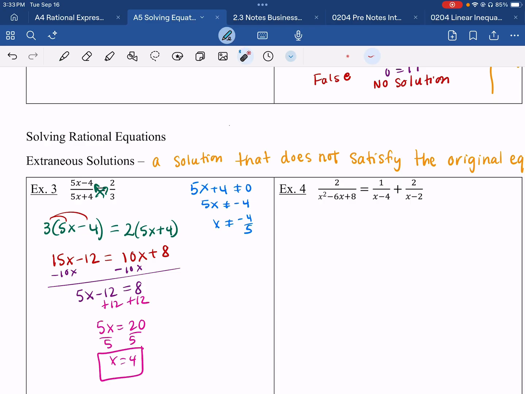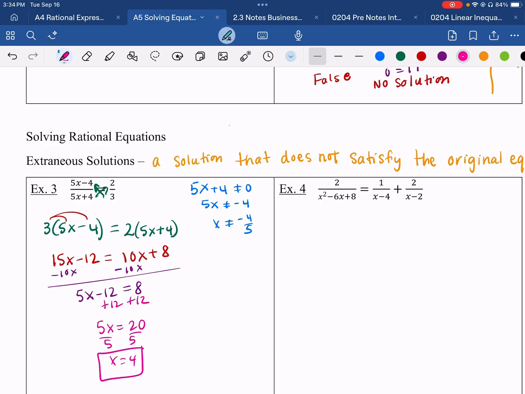If I plug that in quickly, I get 5 times 4, which is 20, minus 4, which is 16. So I have 16 in the numerator. 5 times 4, which is 20, plus 4 is 24. 16 over 24, divide them both by 8, and I get 2/3. And that's what it is. So that one works. So I could always check as well.